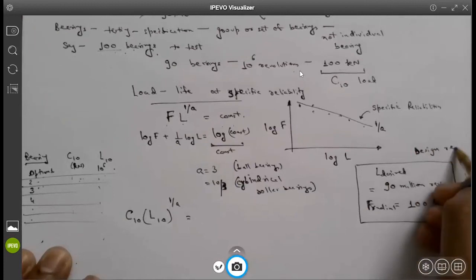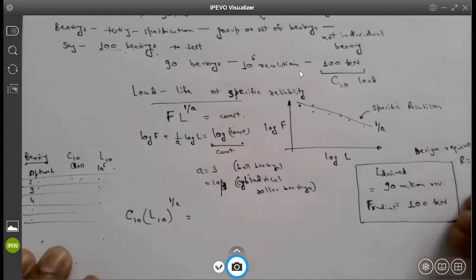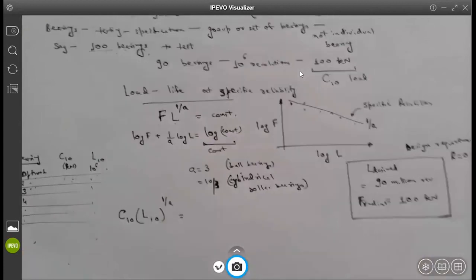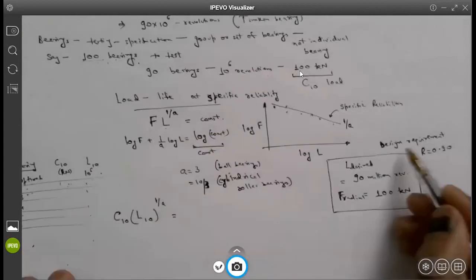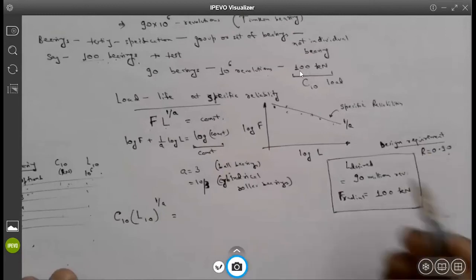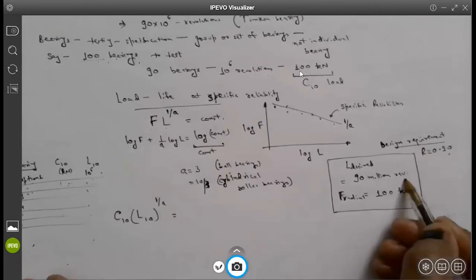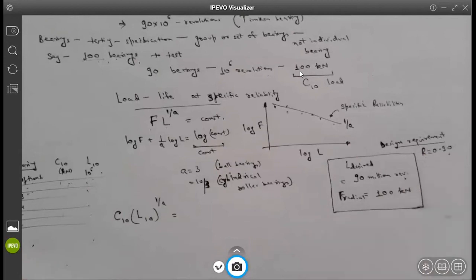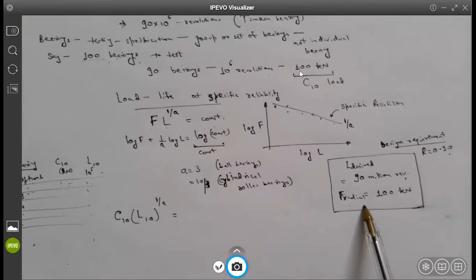My design requirement is that my reliability is 90%. We will discuss more about that in a second. My desired life is 90 million revolutions. For example, I am selecting a bearing for the transmission of a car, and I would like this specific bearing to last without any failure for 90 million revolutions, and the load that it should carry should be 100 kilonewtons.